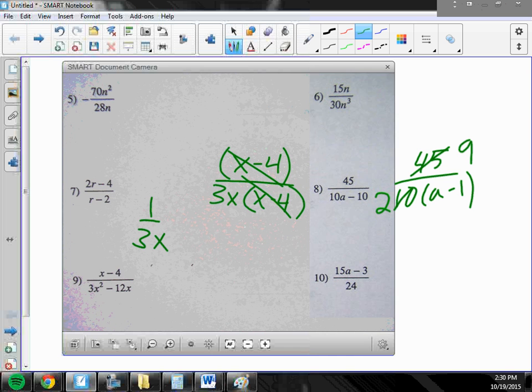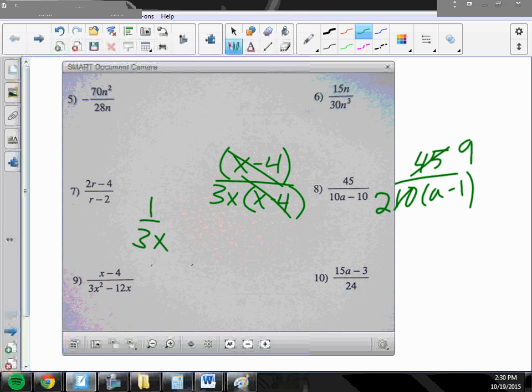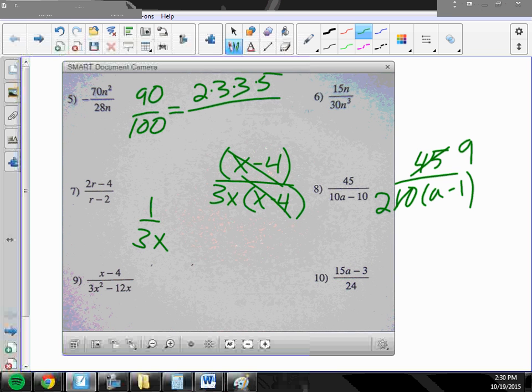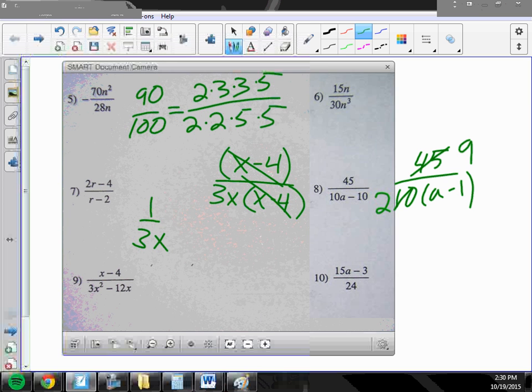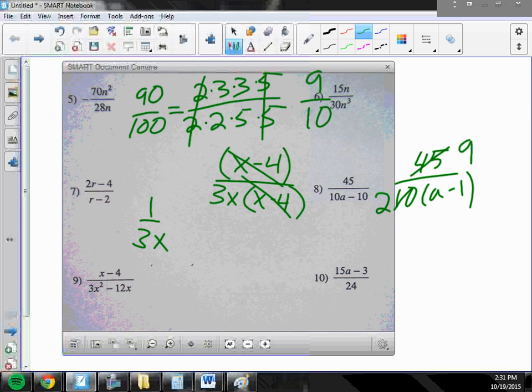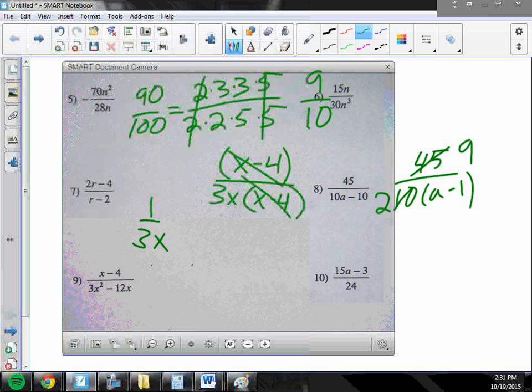Now, if I had 90 over 100. So 90 is 2 times 3 times 3 times 5. And 100 is 2 times 2 times 5 times 5. What cancels? The 2's and the 5's. Would I leave my answer as 3 times 3 over 2 times 5? No. The answer is actually 9/10. We have to put it back together, right? So we break it apart to see if anything divides out, and then we have to put it back together.